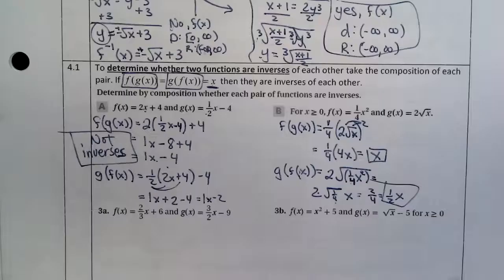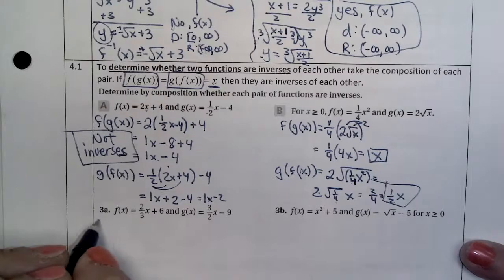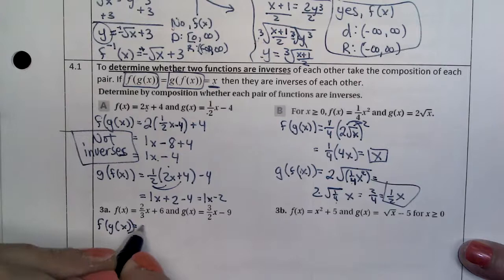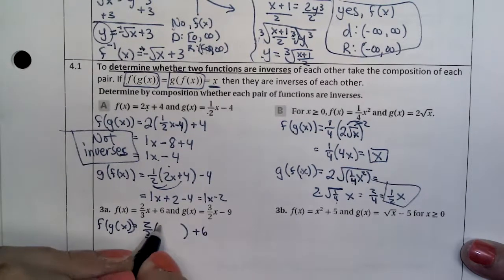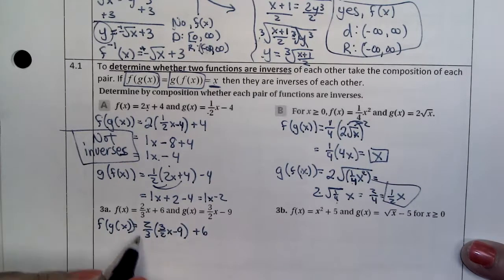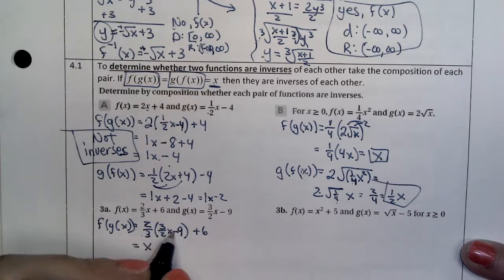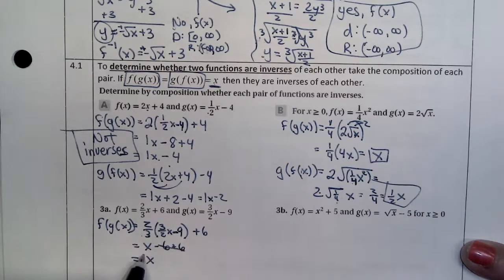Because they did not both equal x, we know that it's not inverses. So let's take a look at this next one and see what we get. f of g of x equals 2/3 times x plus 6, and my x value is going to be 3/2x minus 9. So now I'm going to distribute. 2/3 times 3/2 x is just x. And 2/3 times -9, 2 times -9 is -18, divided by 3 is -6. And then I have that plus 6 at the end. So that equals x.